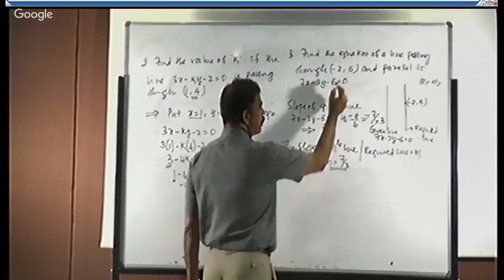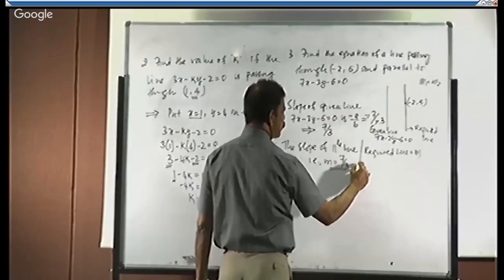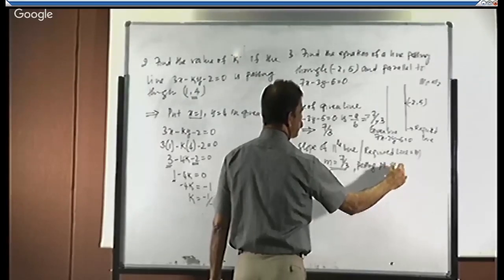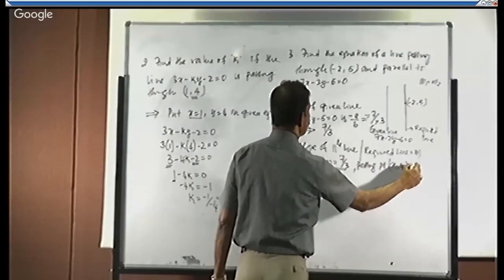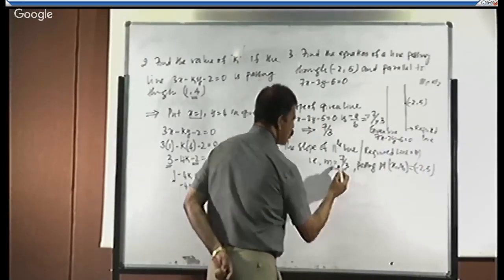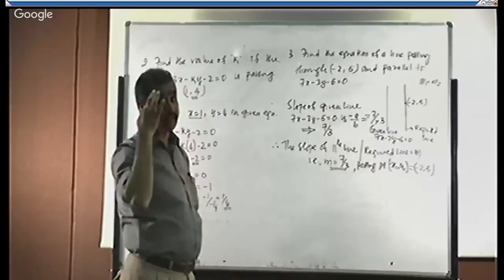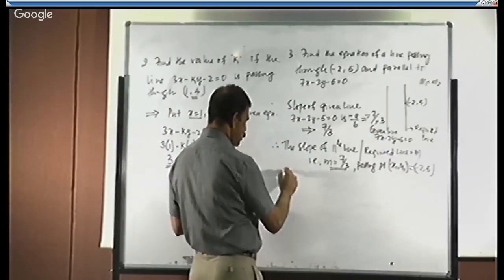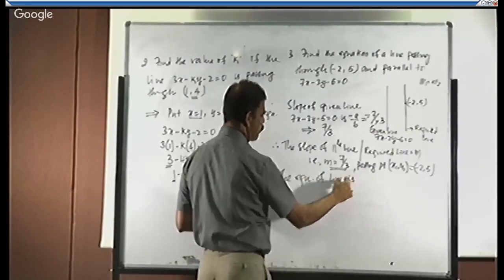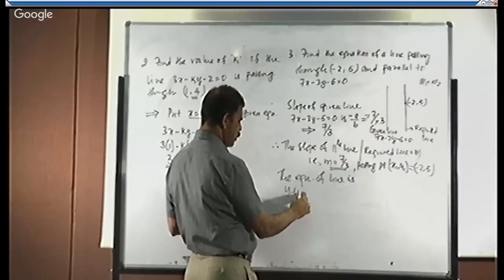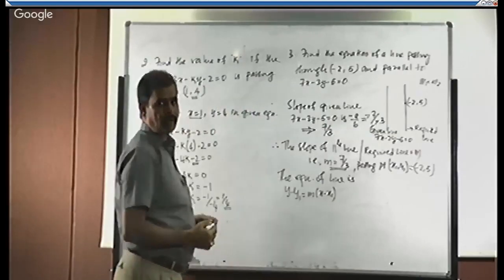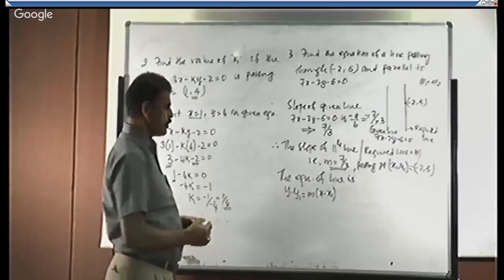They are given a passing point, right? The passing point is x1, y1, that is equal to minus 2, comma 5. Using the slope and passing point, we can get the equation of the line. Therefore, the equation of the line is given by y minus y1 is equal to m into x minus x1.